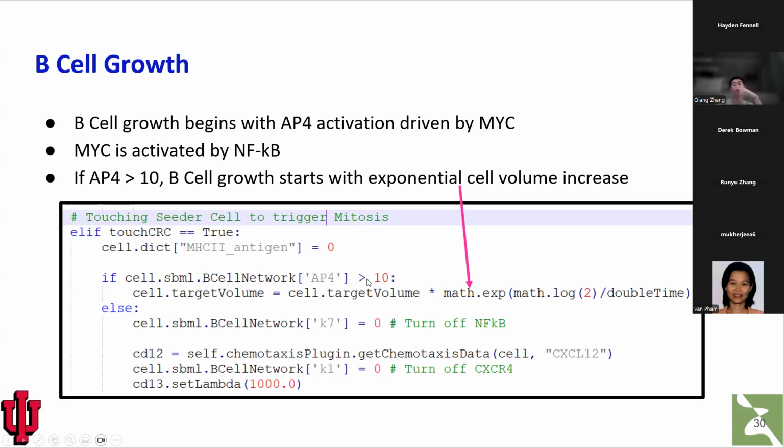However, if the AP4 level drops below the threshold, then the whole activation pathway is turned off, and the CXCR4 expression will be turned off. Then the lambda value for responding to the chemotaxis CXCL13, which is expressed in the light zone, will be turned on. As a result, these cells will be leaving the dark zone and going back to the light zone.